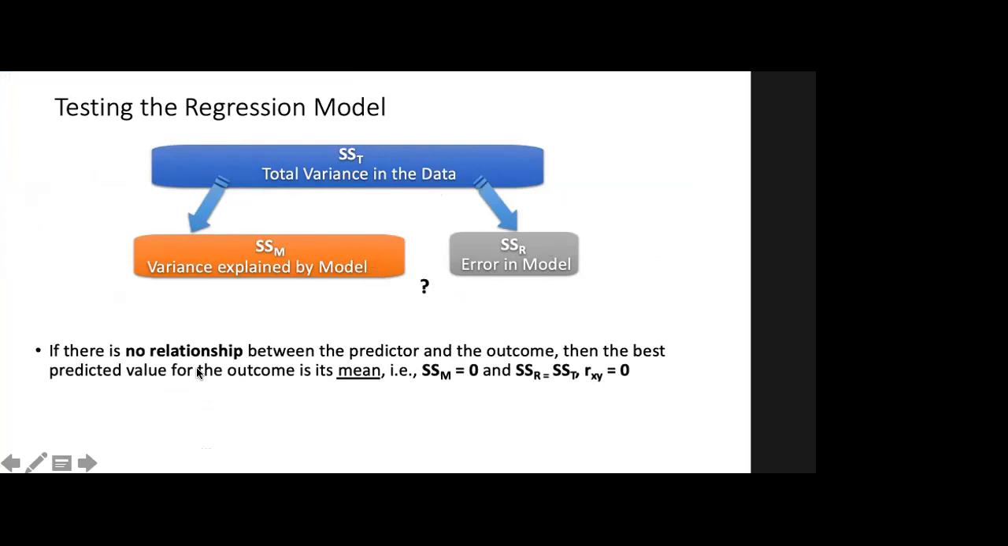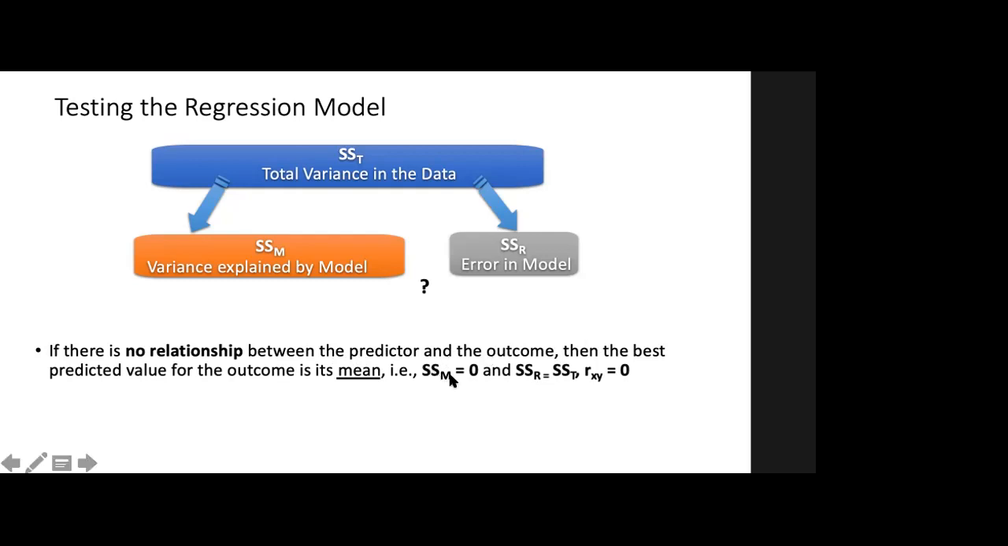And so obviously, if there's no relationship between predictor and outcome, then the best predicted value for the outcome is its mean. The mean is by definition the value from which our observed values deviate the least on average. So if there was no relationship between dog height and dog weight, our best estimate would be simply to predict the mean weight of a dog, because that makes the smallest error on average.